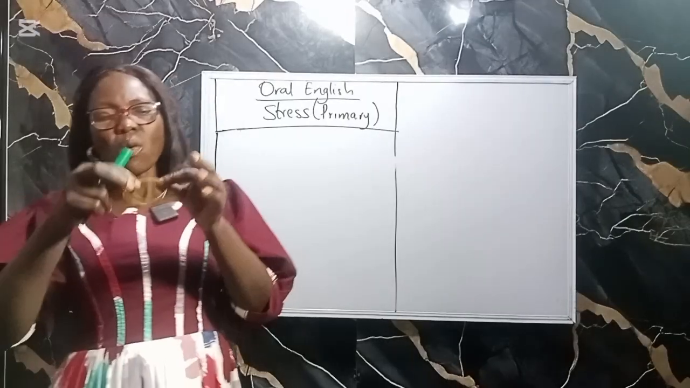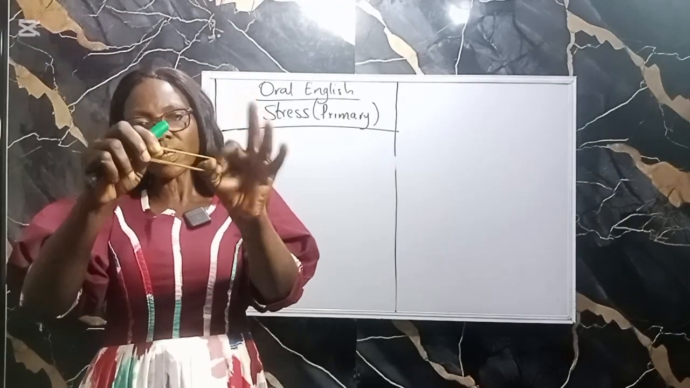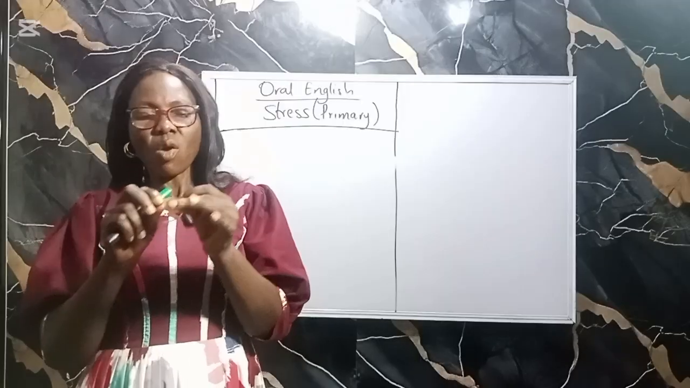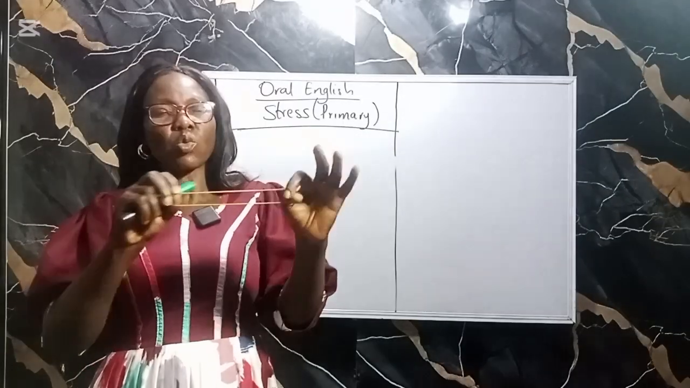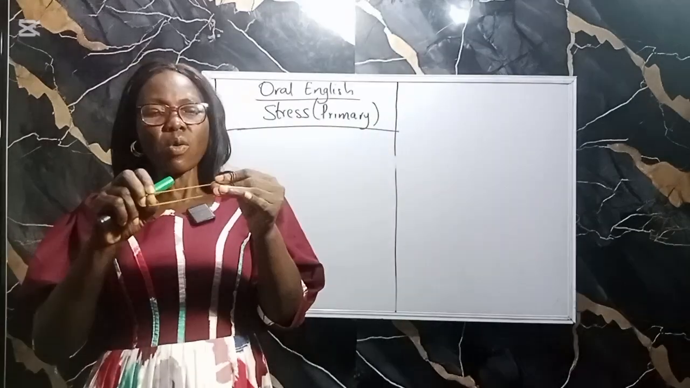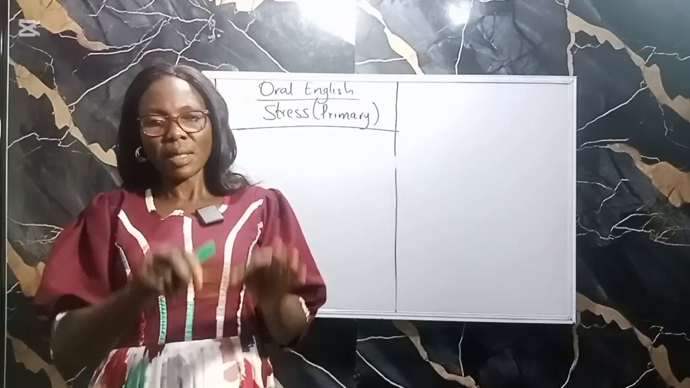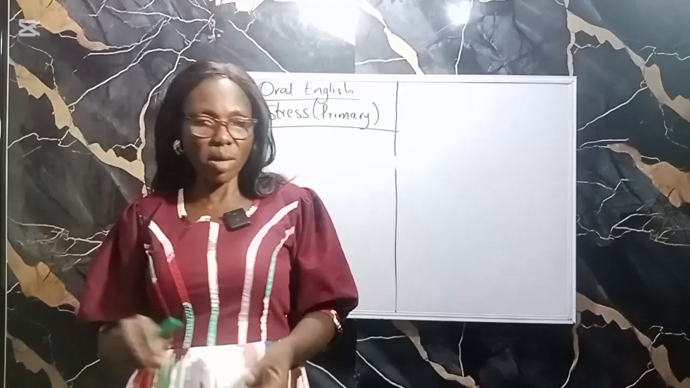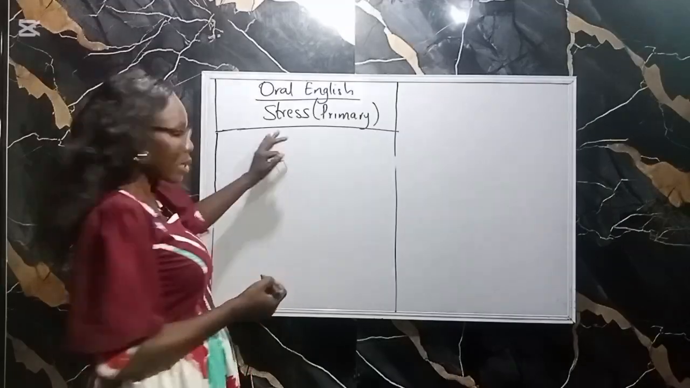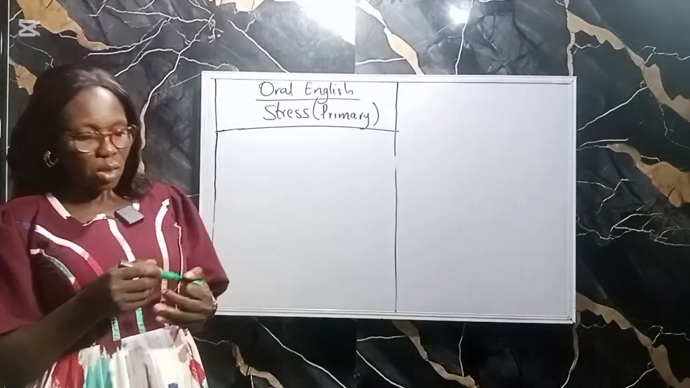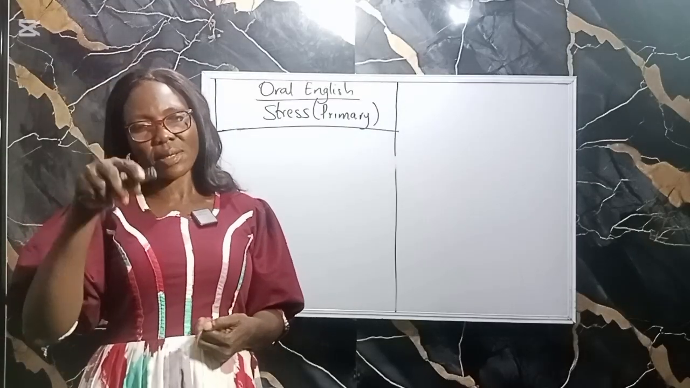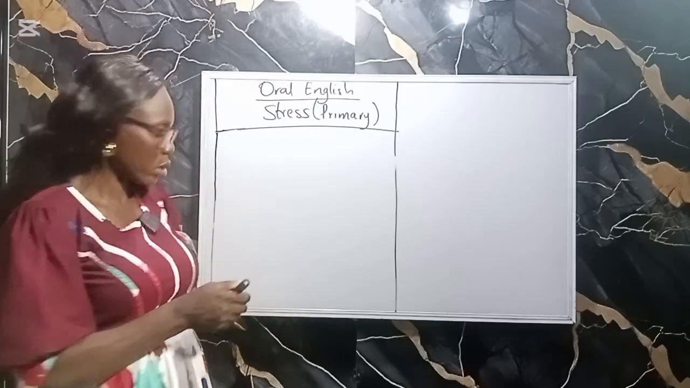Alright, so let's start with the meaning of stress. Please, I would like you to get a rubber band so that we can use it to show where there is stress. When we stretch it, it means we are in a particular syllable that's supposed to be stressed. Then when we slack it, that means that the syllable is not stressed. Stress is a relative emphasis given to a certain syllable in a word.